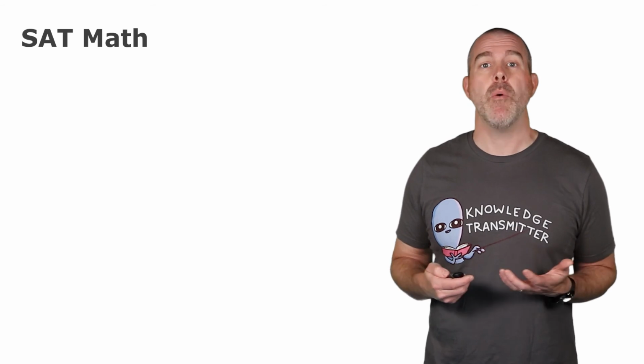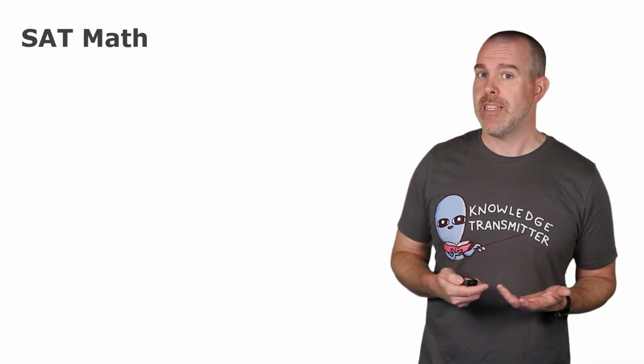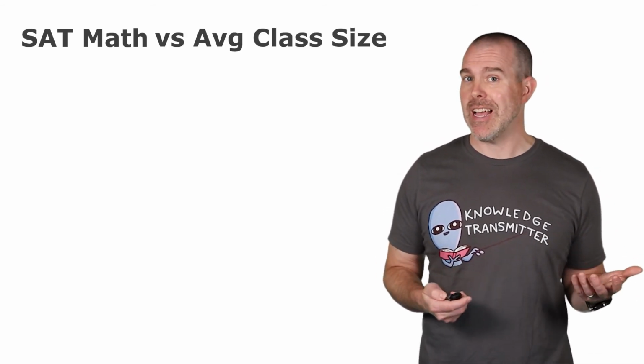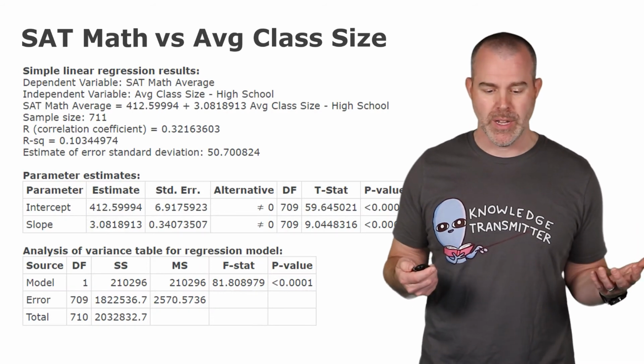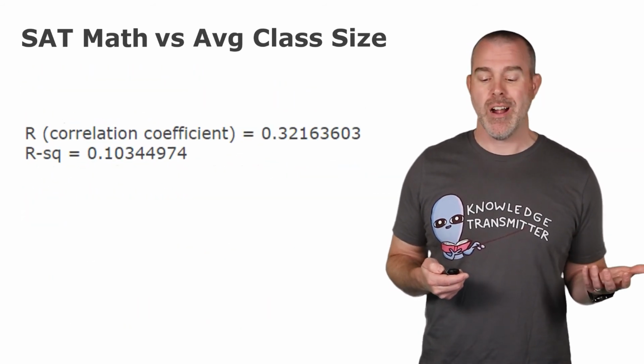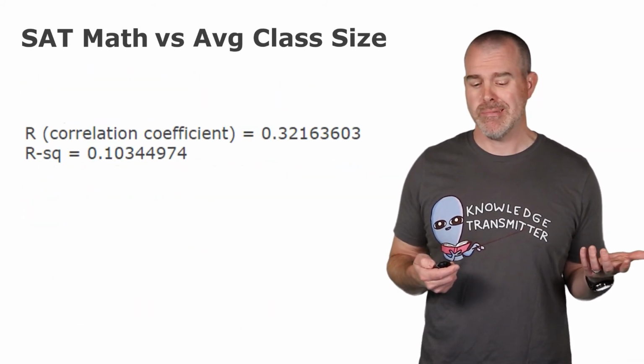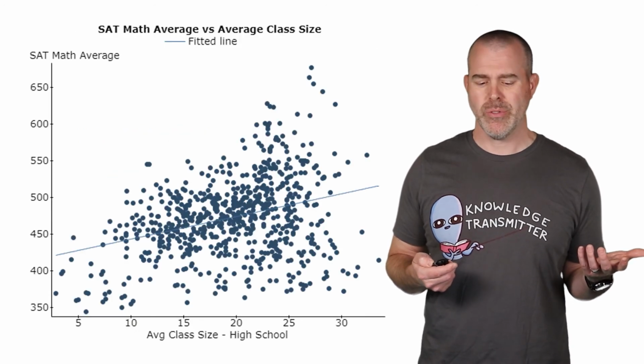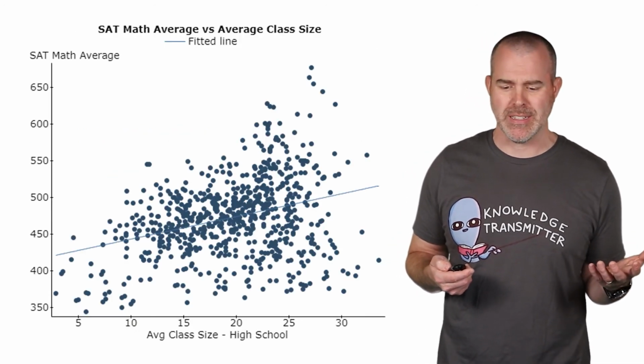Another one from the education data, a lot of people talk about class size and how important smaller class sizes are. So you might say, well, I wonder if there's a relationship between the SAT math average and the average class size at a school. So here we look at this analysis. Look at the R and the R squared. Not really. It's only about 10%, right?